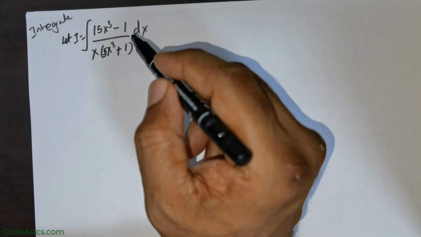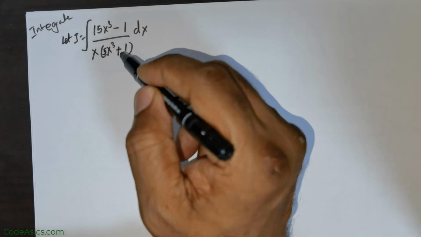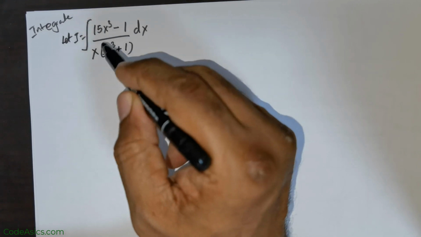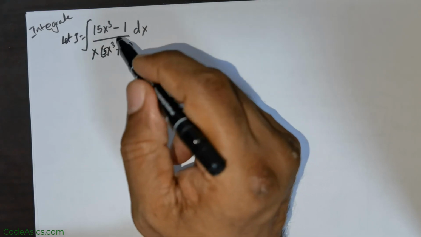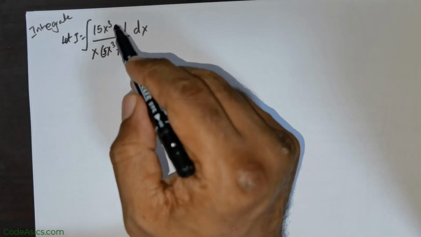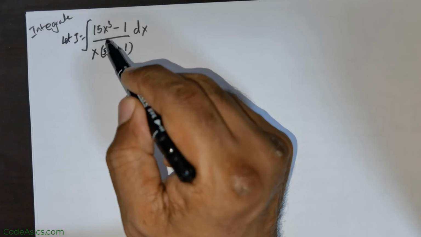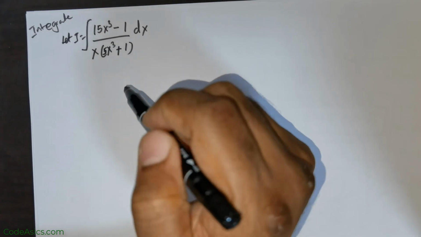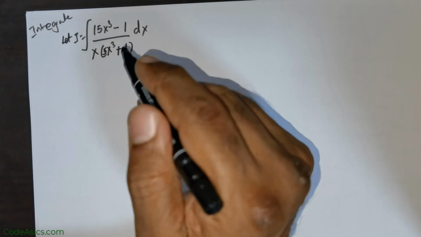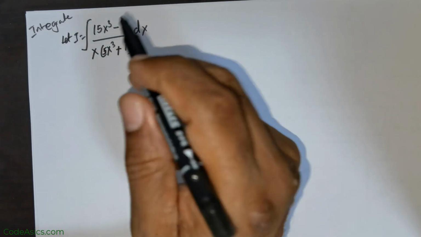If you are not in a position to split this... you can split it in many different ways, but splitting is important. Now how do we split? You have to be in a position to write the numerator in terms of the denominator. Only then is this question solvable. If not, it will take ages.